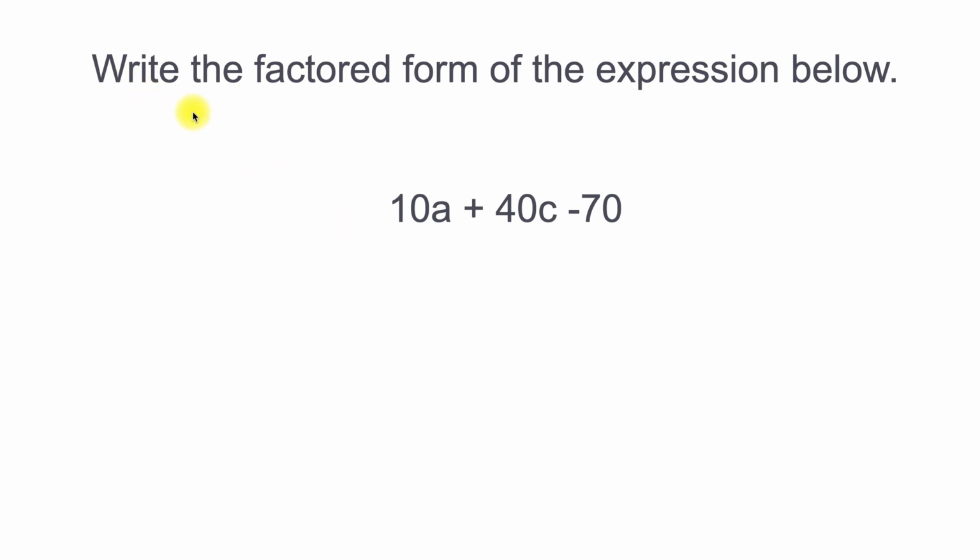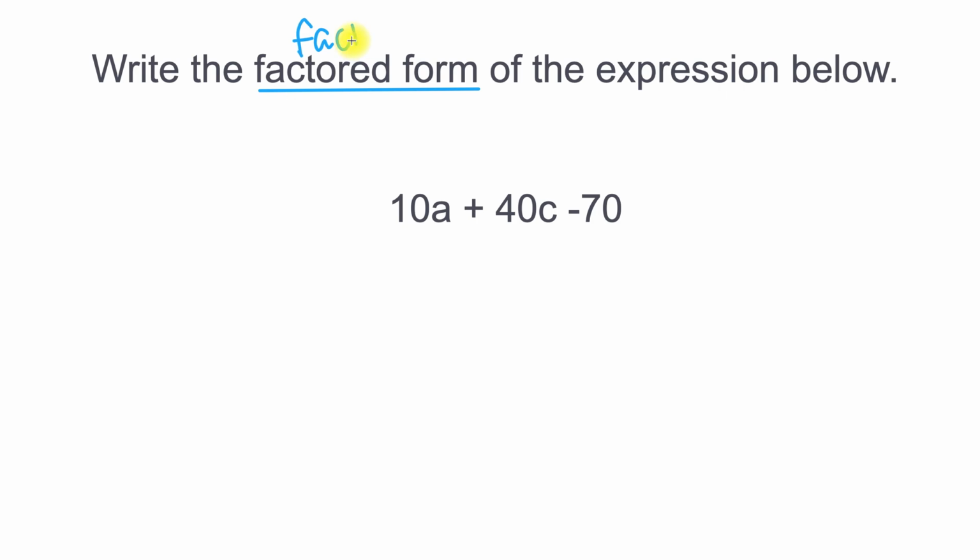This question says, write the factored form of the expression below. And the expression is pretty straightforward. It's just 10a plus 40c minus 70. And they want us to factor it. Now, the key term here is that word factor, or rather factored form. And when they want us to show the factored form, they want us to, literally, factor.